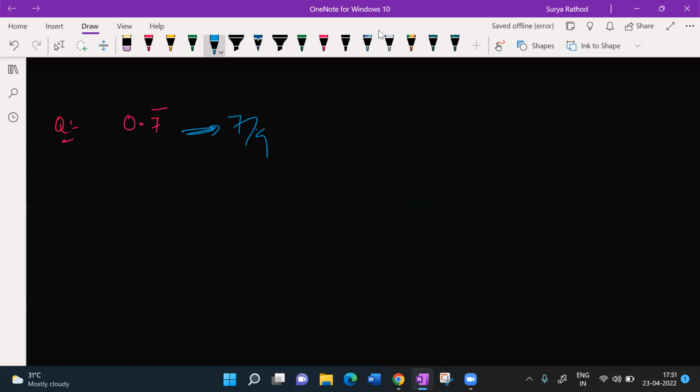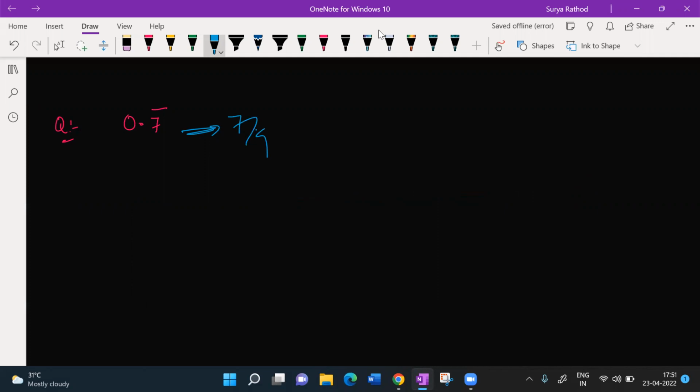Correct. Now, how can 7/9 be represented? Sir, we can mark it on the number line. Between 0 and 1, we mark 1/9, 2/9, 3/9, 4/9, 5/9, and then 7/9 will come, and we mark it. That's it. Hope it is clear.